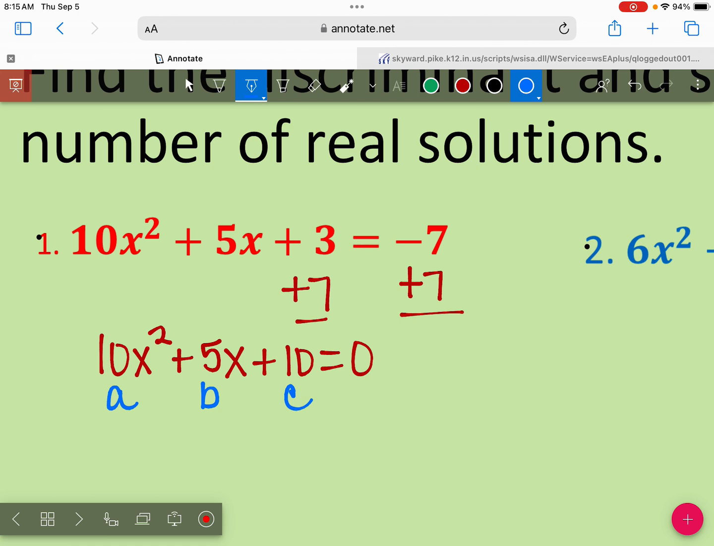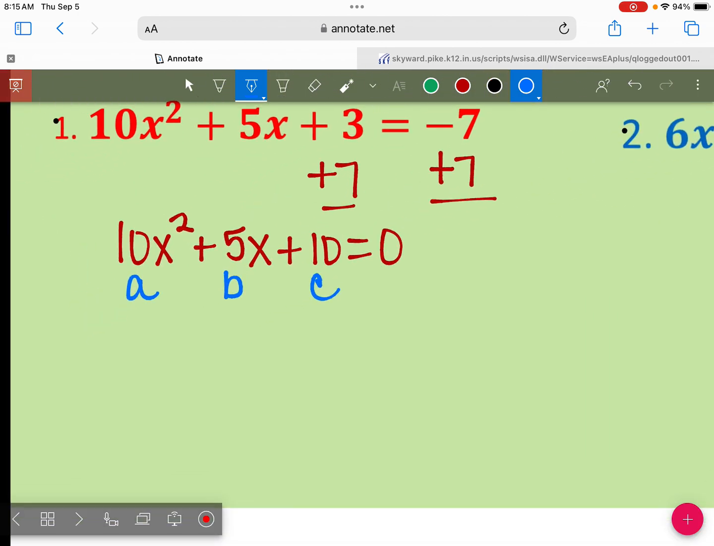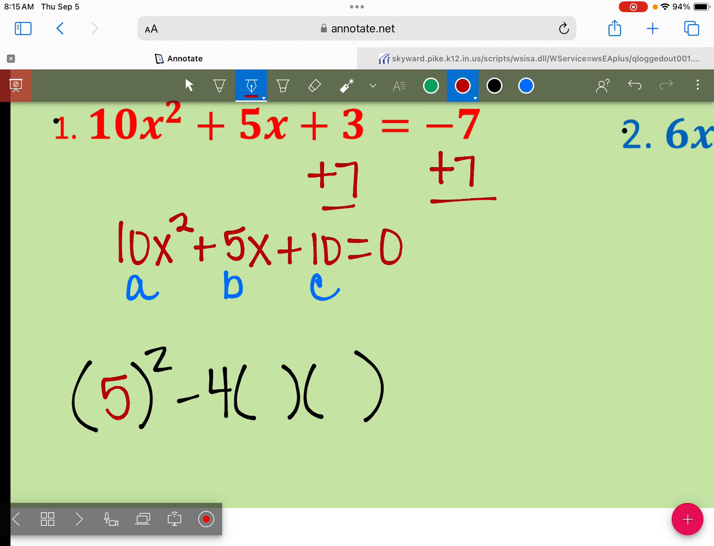So let's go ahead and do our discriminant test, which is B squared minus 4AC, parentheses squared minus 4AC. So B is 5, A and C are both 10. Type that in your calculators and see what you get.